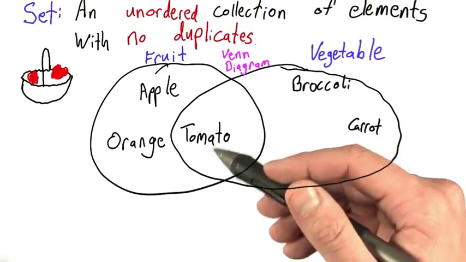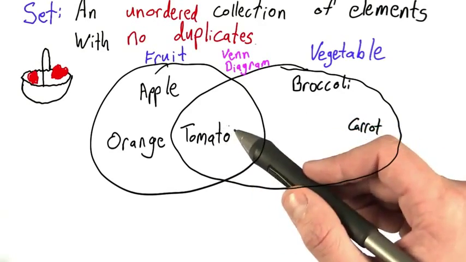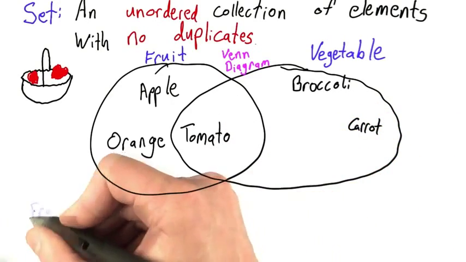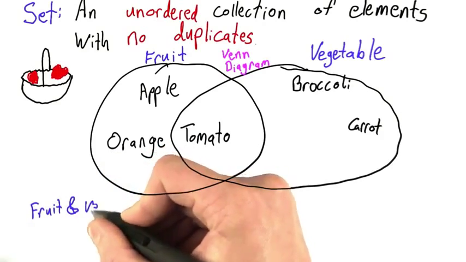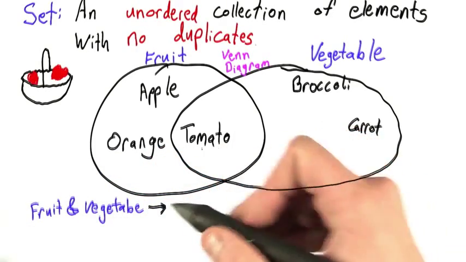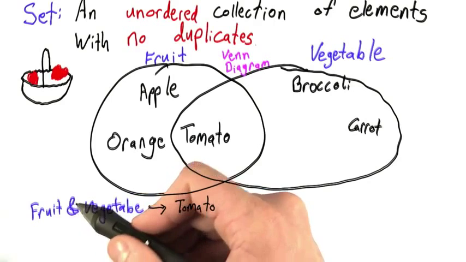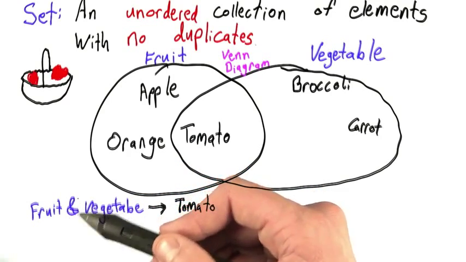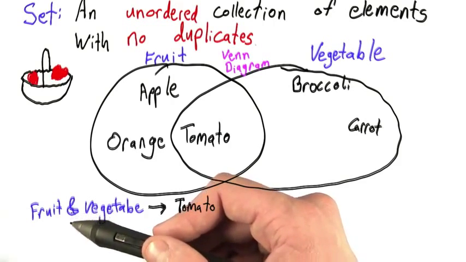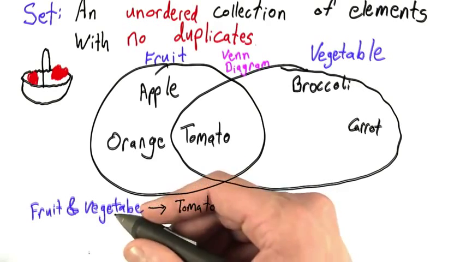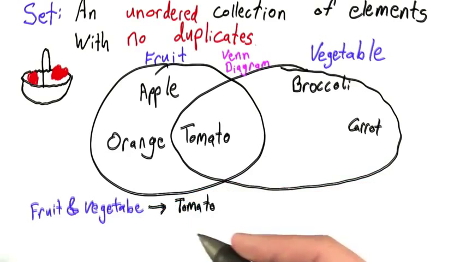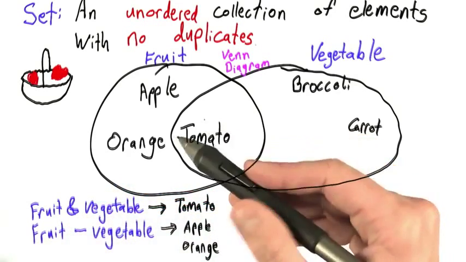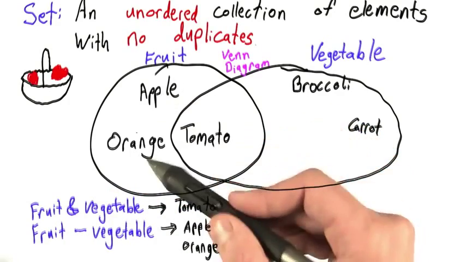For example, if we want to know what elements are fruits and vegetables, which, like I said before, is called the intersection, we could write fruit ampersand vegetable, and we could see the only element would be tomato. I should point out that this symbol and the other symbols I will be using are not what we usually use in mathematical set theory, but since they're what we use in Python, I'm going to be sticking with this convention. We could also ask what elements are fruits but not vegetables, which is known as the set difference. And the only elements that are fruits but not vegetables are apple and orange.